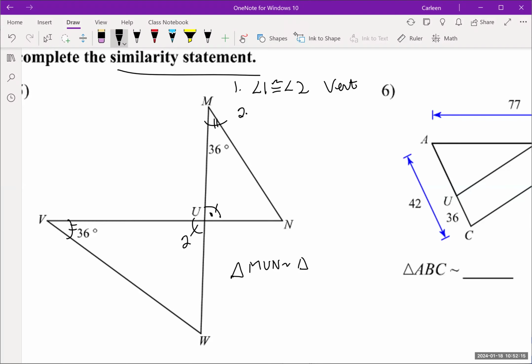So what angle corresponds with M? All right. V, M and V go together. U and U go together. And N and W. So there's my similarity statement because what is the reason? Angle, angle, side, angle, side, or side, side, side?